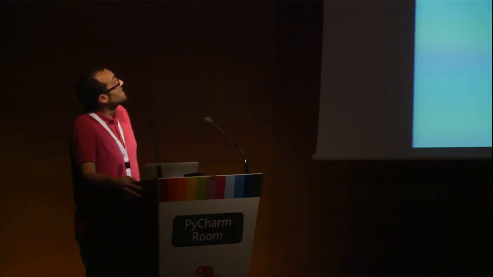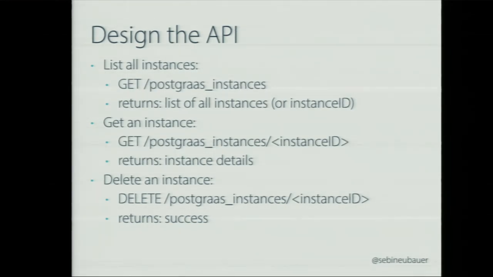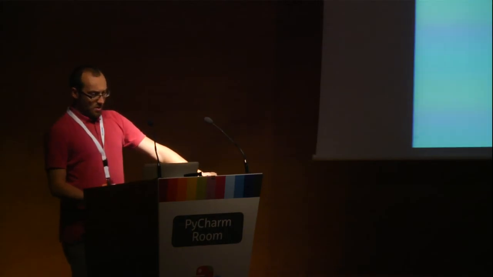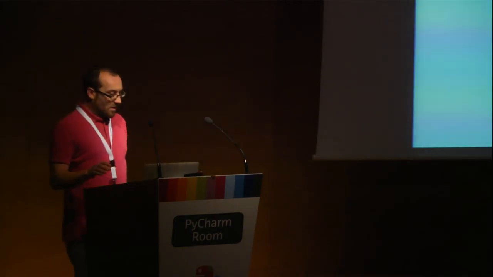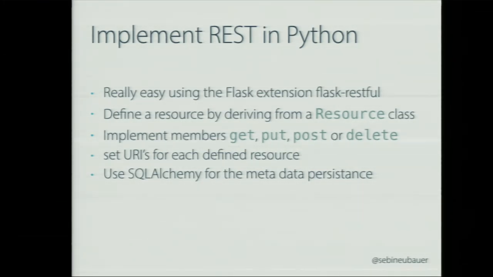Furthermore, get a list of all instances is then a get on this collection resource. Get the details of an instance is the URI with the ID behind it, and delete. I think that's trivial, so you grasp it already. Then to the Flask part, okay, now it's a bit of code, so if you want to have a small sleep, you can do it if you're not interested in how to implement it in Flask, but I go really fast through it. So what I used here in this example is this Flask RESTful package. Who knows it?